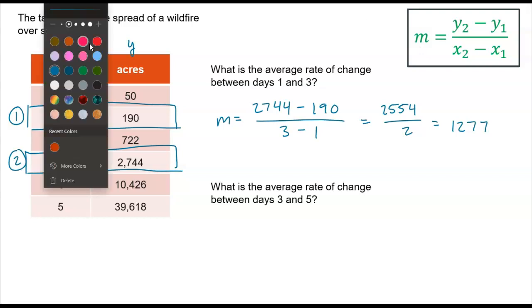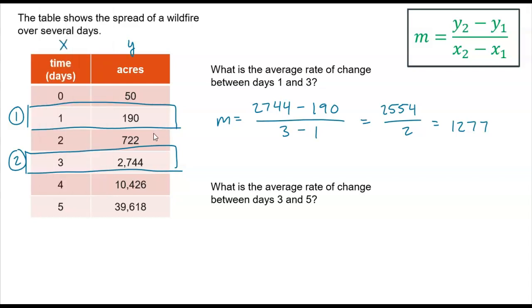Now I'm going to change my color for this one because we do actually expect it to be different when we go between days 3 and 5. So once again, I'm going to draw my box around the points we have interest in. There's 3, and there's 5. And just to demonstrate that you can do these in any order, I'm going to leave this one as number 2 and do this one as number 1 this time. It should work out the same way.